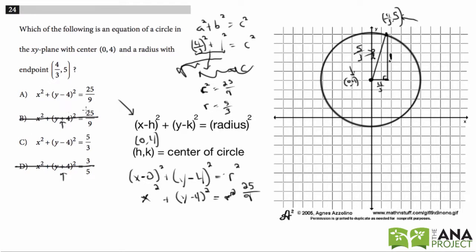And see how the last two choices, the SAT's banking on the fact that you may not remember the formula. A lot of students pick this, but that's wrong, because the formula is not (x minus h) squared plus (y minus k) squared equals radius. It's this equals radius squared. So the answer is A.